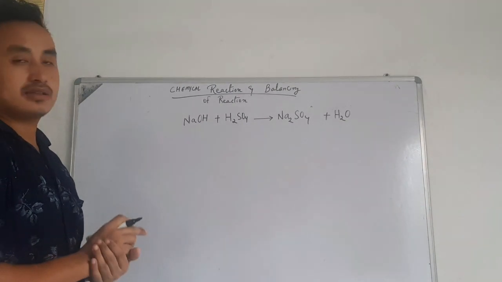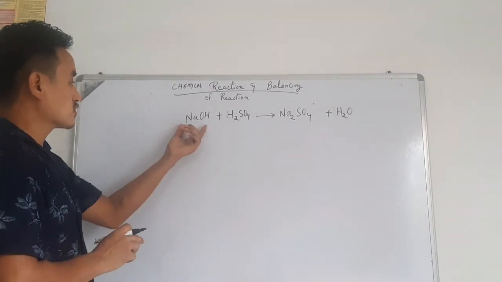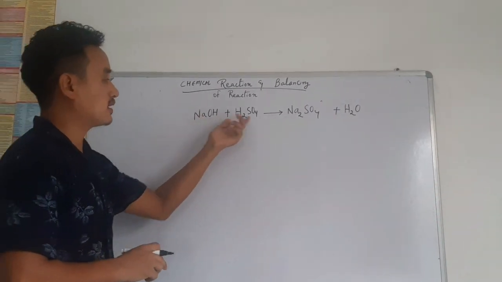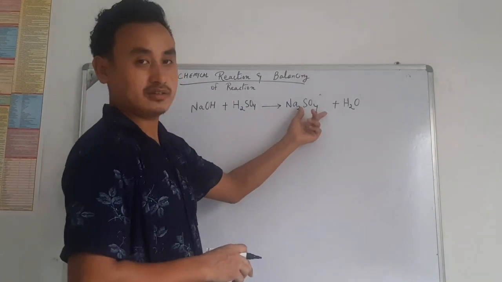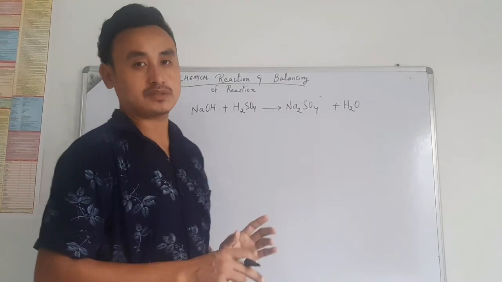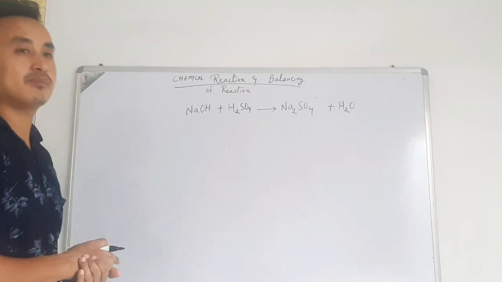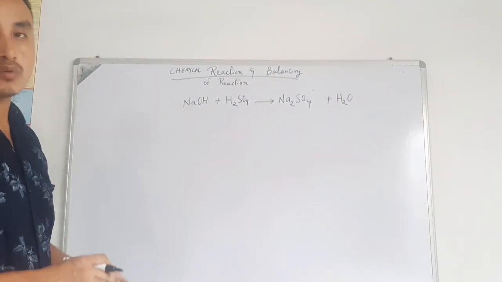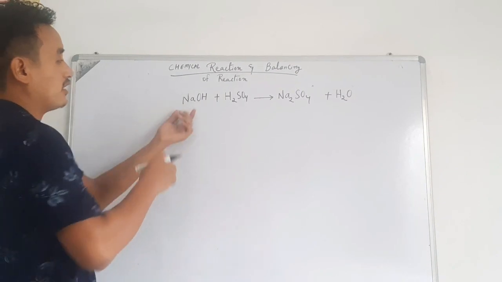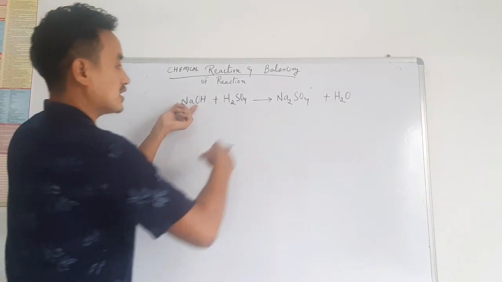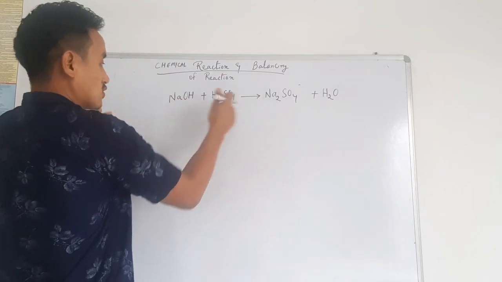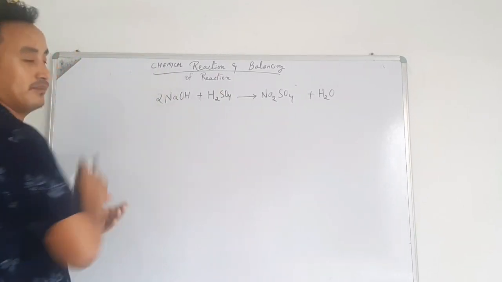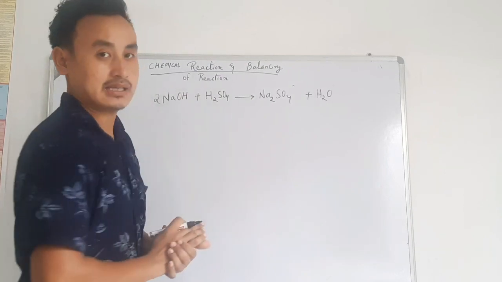Now we'll balance this particular problem. Sodium hydroxide, NaOH, plus sulfuric acid, H2SO4, gives sodium sulfate, Na2SO4, plus water. Now as I told you, first of all we'll balance the metals. Here sodium is our metal. You see on the left hand side we have 1 sodium, whereas on the right hand side we have 2 sodium. So it is not balanced. So I will just put 2 NaOH here. Now our Na is balanced.